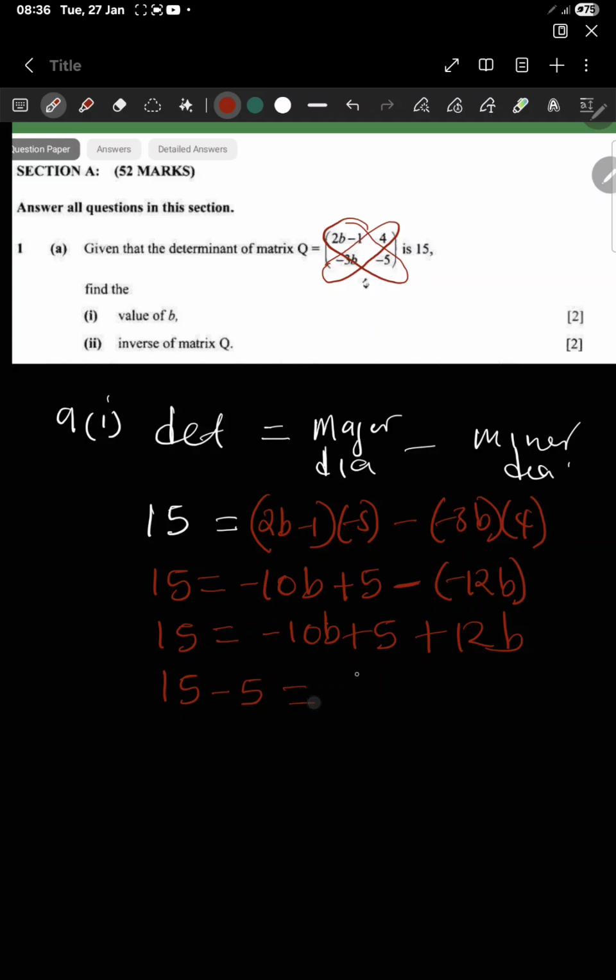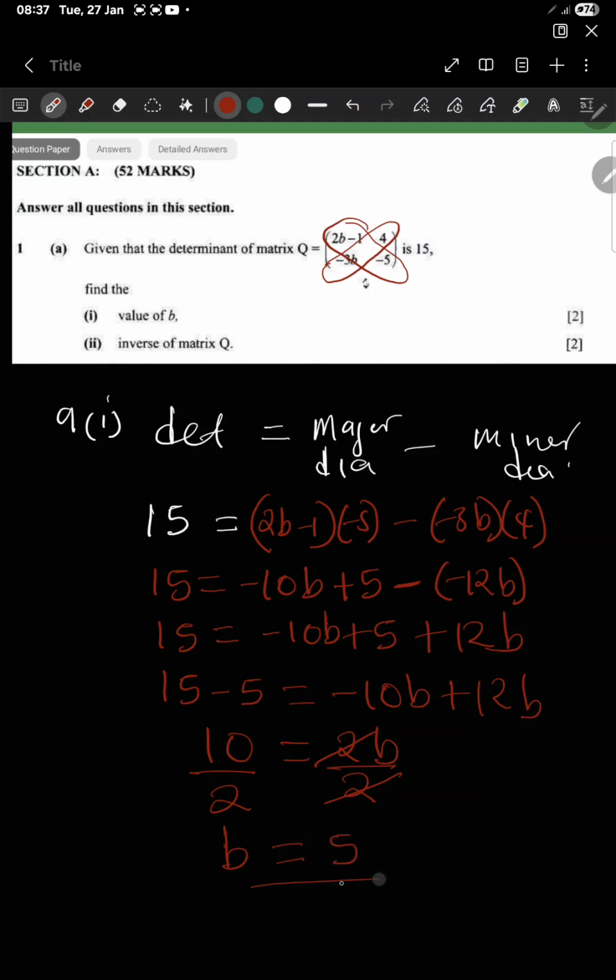So this is going to be equal to, on this side of the equation, we are going to remain with the negative 10b plus 12b. That's what we are going to have. Now from here we can say 15 minus 5, which is a 10, is equal to negative 10b plus 12b, which is a positive 2b. For you to be able to get the value of b, what you can do there is to divide throughout by 2, such that the 2 and the 2 go, and the value of b will be equal to 10 divided by 2, which is 5. So that is going to be our answer there.